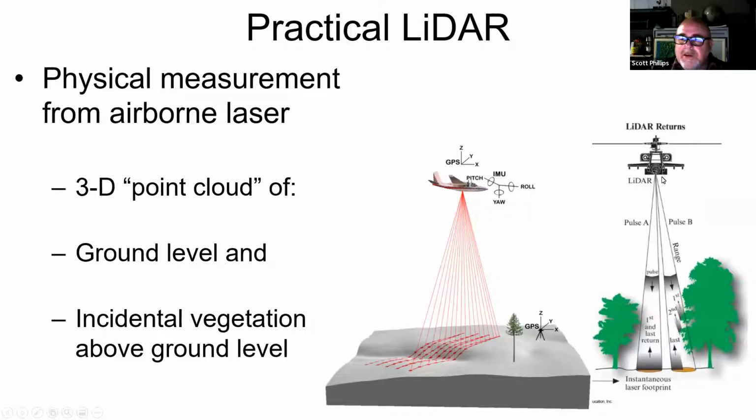So if a helicopter is collecting it, it could be a helicopter, an airplane, could be a drone, it sends out a pulse of laser light, and it's going to be getting information back both from the canopy and the ground below it. Some of the light will penetrate all the way to the ground and reflect back, and then some of it will be reflected back from the canopy itself.